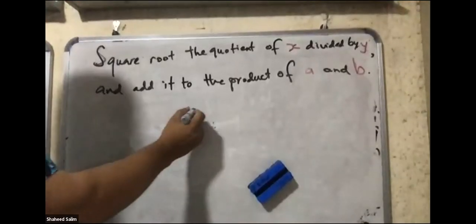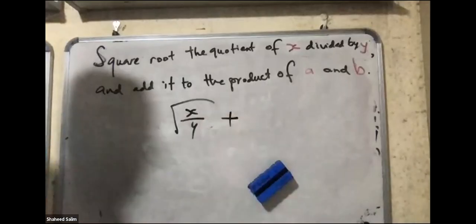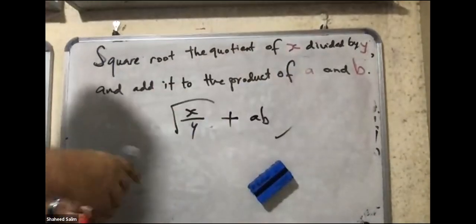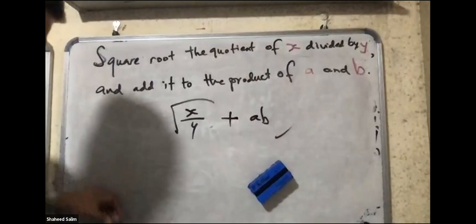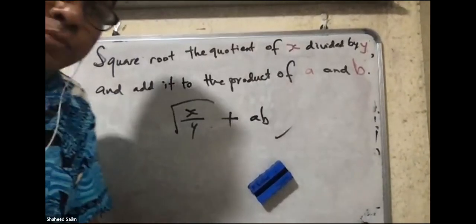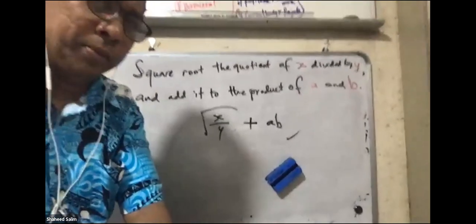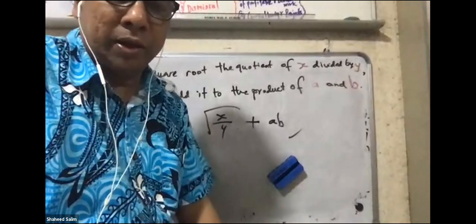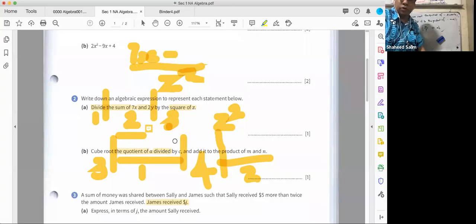X over Y. X over Y, good. Square root. Well done. Times plus AB. Well done. Congratulations. So you see that if you just break it down, it's easy. Same thing you do for other subjects. What do I mean by same thing? Same thing means when you get to something difficult, break it down into parts. Then you can understand the question.